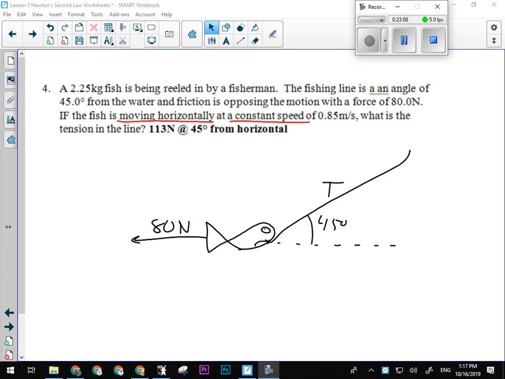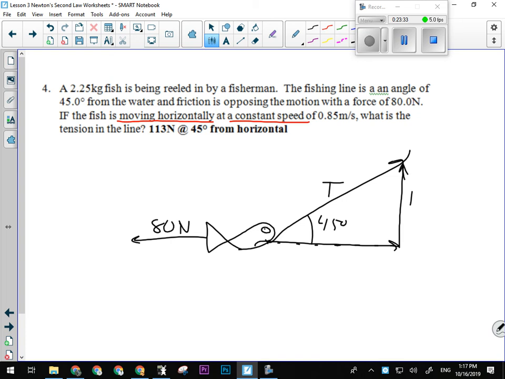Let's have a look at this. We've got a line here that's pulling on the fish, in this direction. That means it's pulling horizontally as well as vertically. But the question specifically says the fish is moving horizontally. If the fish is moving horizontally, then this upward force and this downward force that's always present do what to each other? They cancel each other out. How big is this horizontal force? 80 newtons.